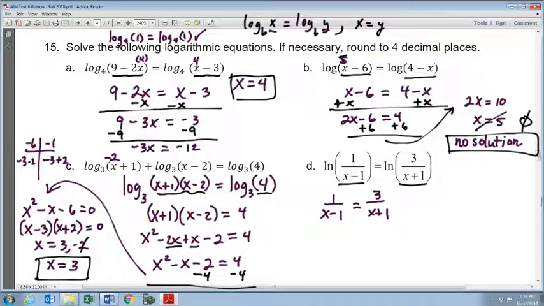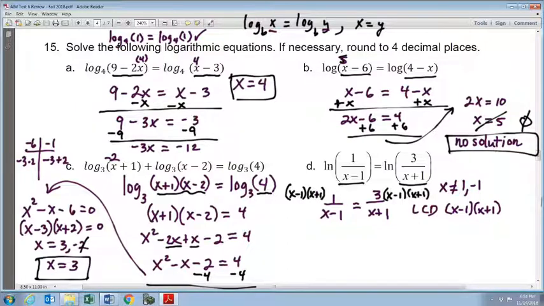So this is a rational equation. We need to clear fractions. So we're going to need, first of all, x can't be 1 or negative 1 because that would make us undefined. Our LCD is going to be x minus 1 times x plus 1. We have to treat these as two different algebraic factors. And so we're going to multiply each side by the LCD. And our plan is to clear fractions. That's why we do this.